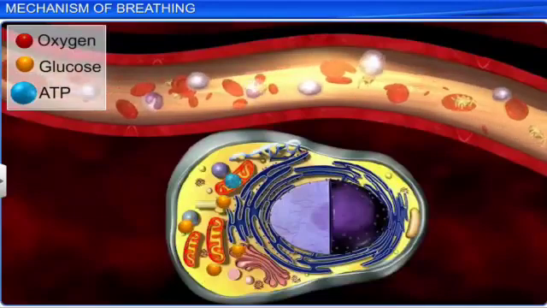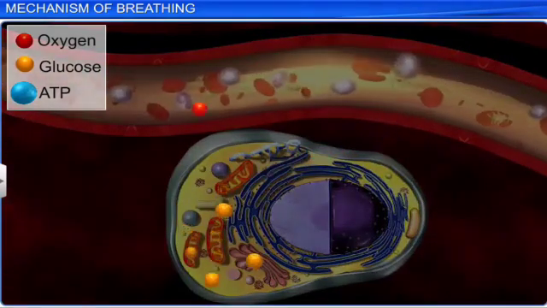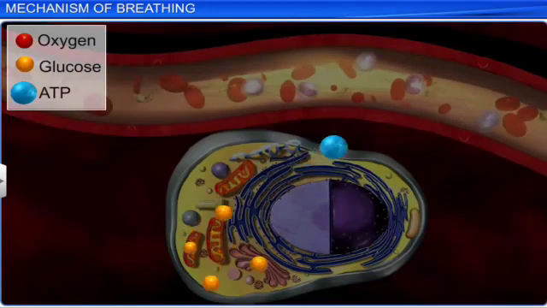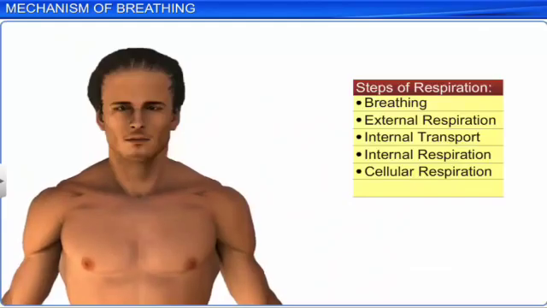The oxygen that is carried to the tissues is used by cells to produce ATP. ATP is produced by the breaking down of organic molecules. This process is called cellular respiration. Thus, respiration takes place in humans.